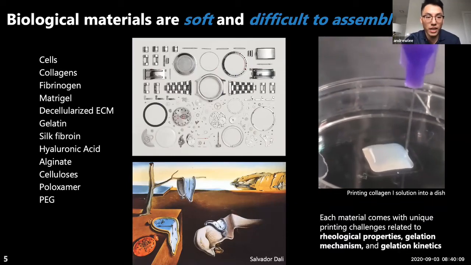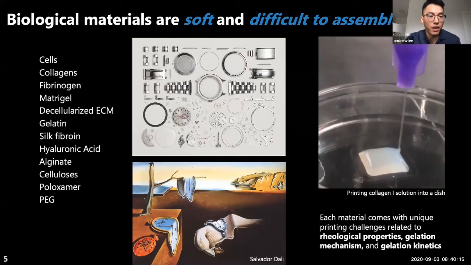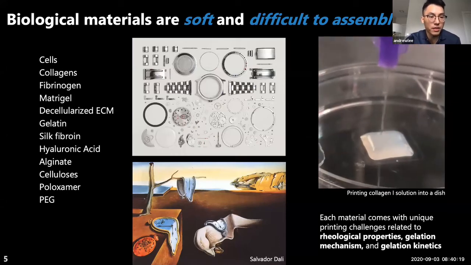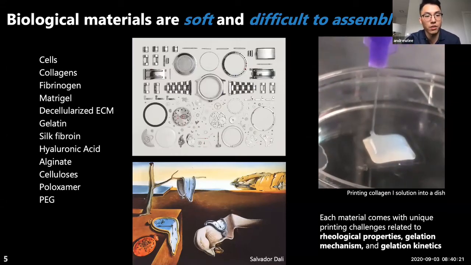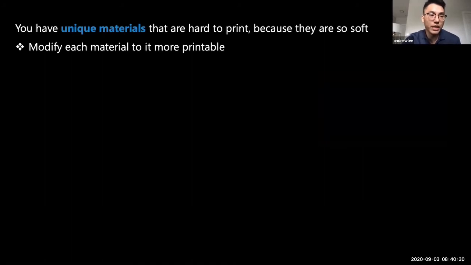And I'd like to mention that each of the materials to the left here really comes with unique challenges when you think about handling them for printing, in terms of rheological properties, their gelation mechanisms, and also their gelation kinetics. So that's the first core problem that makes bioprinting so difficult, where you have unique materials that are hard to print because they are so soft.